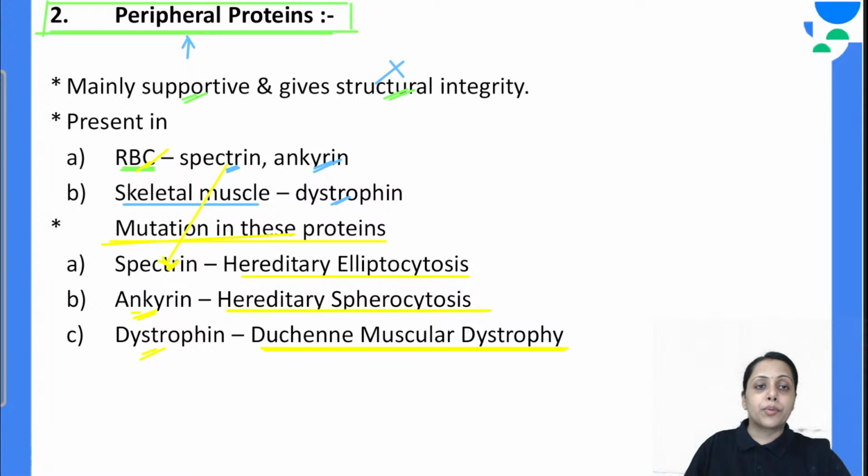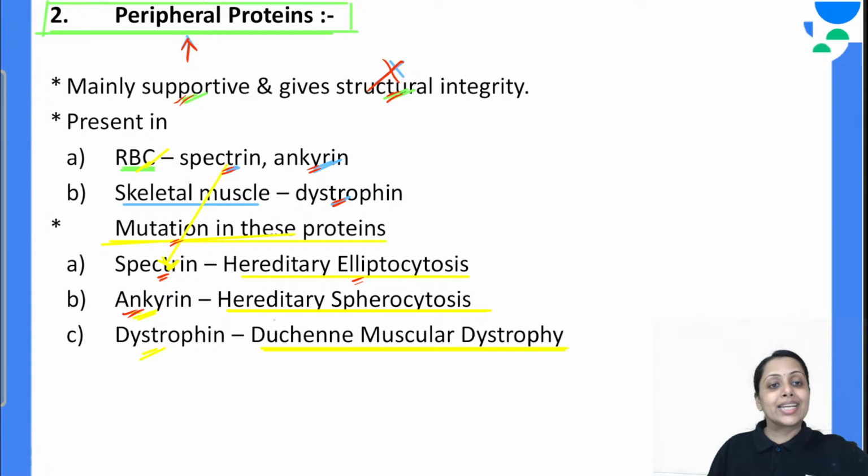Next is the peripheral protein. So peripheral proteins are supportive in nature. They provide the structural integrity of cells. For example, RBC have spectrin and ankyrin as the peripheral proteins. Skeletal muscle has dystrophin. So whenever a mutation occurs in these peripheral proteins, the structural integrity of the cell will be hampered. That's why mutation in proteins like spectrin leads to hereditary spherocytosis, and ankyrin mutation is going to hamper the same.